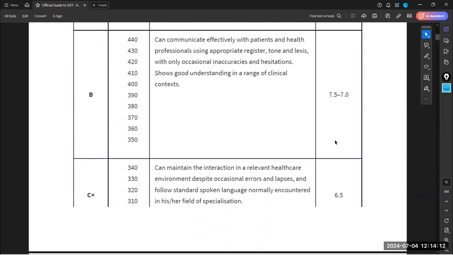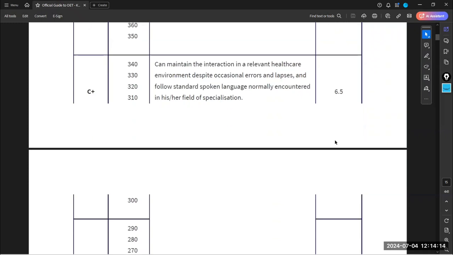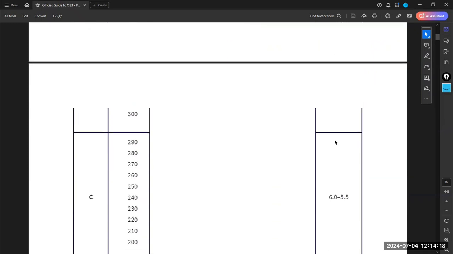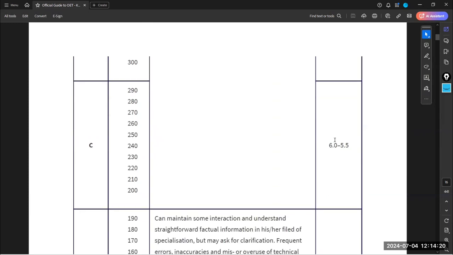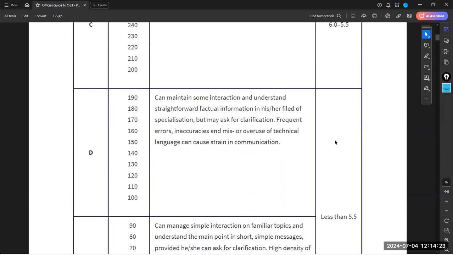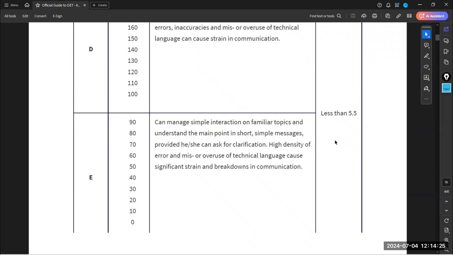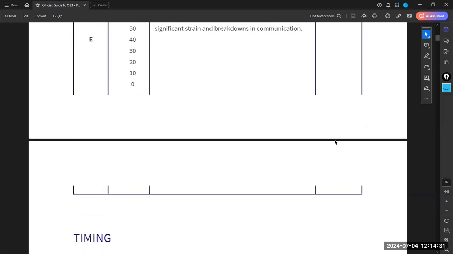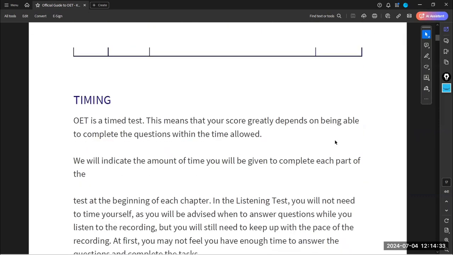Okay, so this is the score concerning the OET exam. If you want me to compare it to the IELTS exam, this is exactly the score, and this is what you have to know about OET compared to the IELTS exam. Okay.